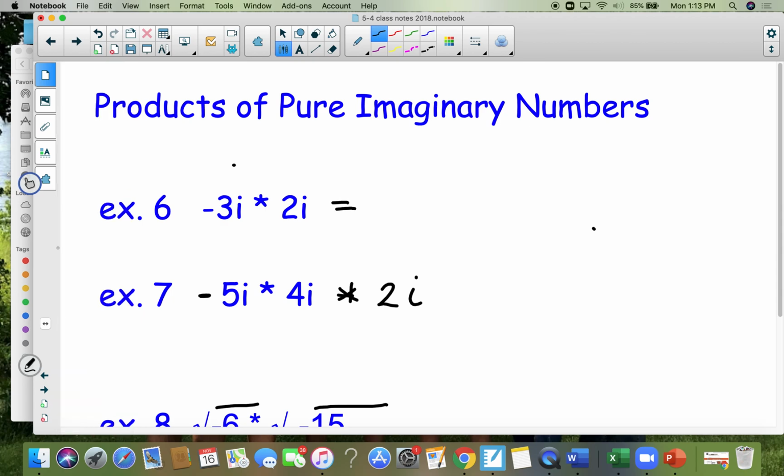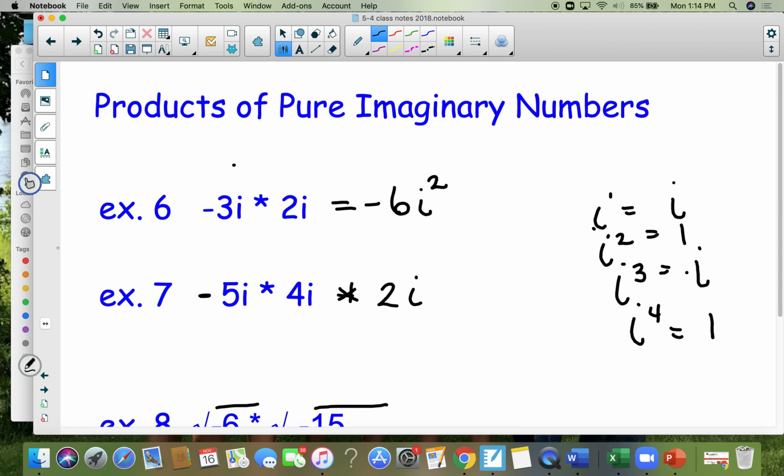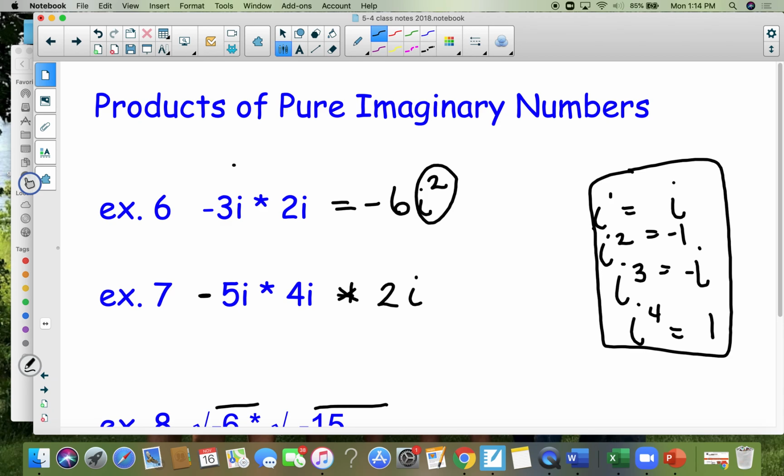A negative 3i times 2i is a negative 6i squared, but you're not done. i to the first, i to the second, i to the third, i to the fourth, with the negatives in the middle. You're going to have to know this chart for the ACT. You're going to change what i squared is by looking over at this chart that you need to memorize.